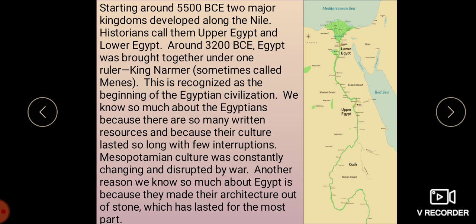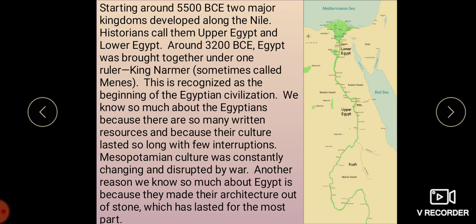Starting around 5500 BCE, two major kingdoms developed along the river Nile. One was Upper Egypt and the other was Lower Egypt. Around 3200 BCE, Egypt was brought under one ruler, King Narmer, sometimes called Menes. This is recognized as the beginning of the Egyptian civilization.